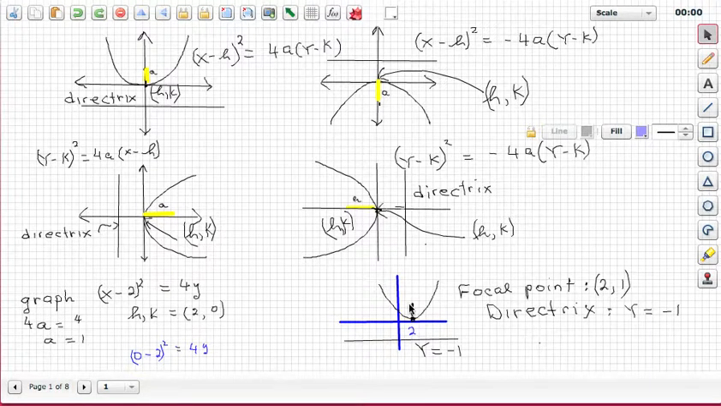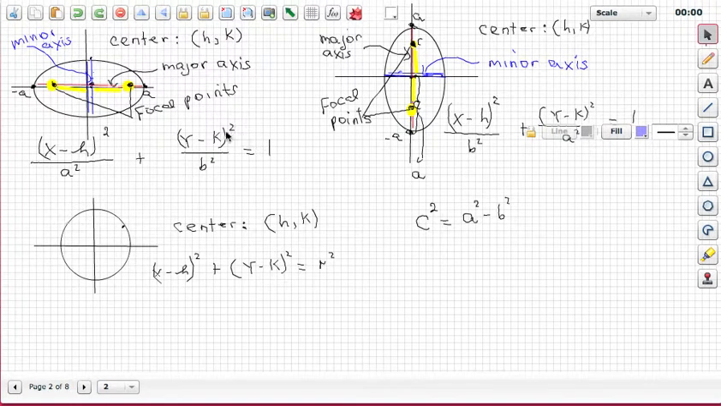If they asked for the directrix, you know to count 1 backwards from the vertex, and the line running parallel to the x-axis, y equals -1, would be your directrix line for the up-facing parabola or even the down-facing parabola. Now remember, for the right-facing and the left-facing, the directrix is parallel to the y-axis.